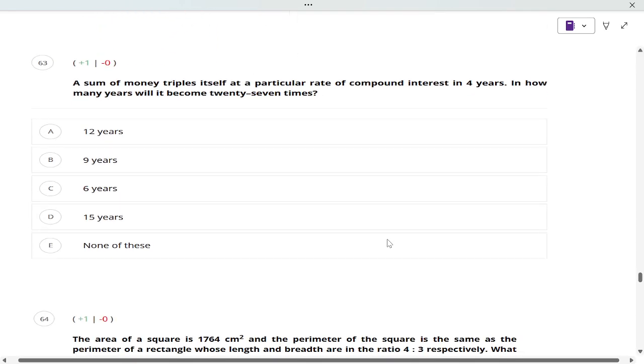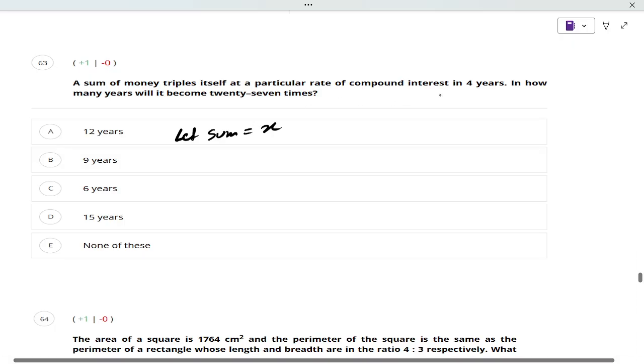Let's try question number 63. 63, a sum of money tripled itself at a particular rate of compound interest in 4 years. In how many years will it become 27 times? Okay, so the money is tripled. Alright, but how much money do we have? We have no idea. So let's say the sum is equal to x.